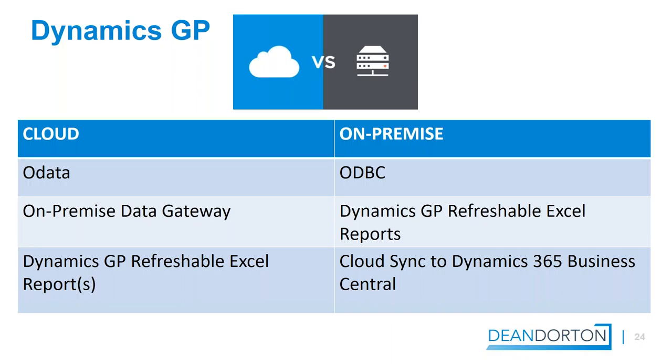And then we've got a couple of other options, like the refreshable Excel reports that come right out of the box. And then finally, another option for on-premise users, if they're interested in potentially moving to Dynamics 365 Business Central, you can use Cloud Sync to maintain your Dynamics GP on-premise data processing, but push data up to the Business Central interface to consume, you know, inquiry only.